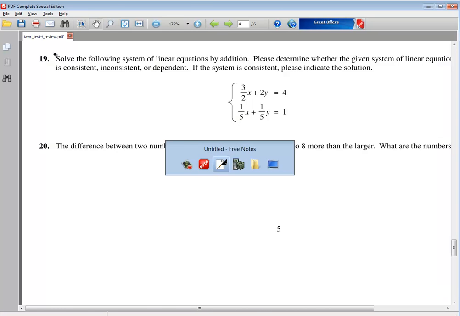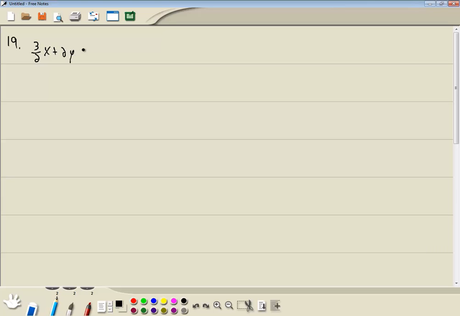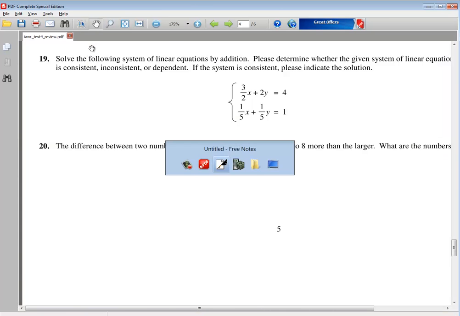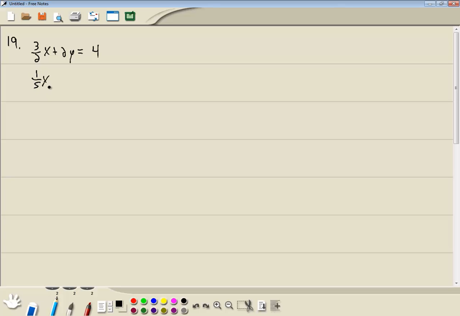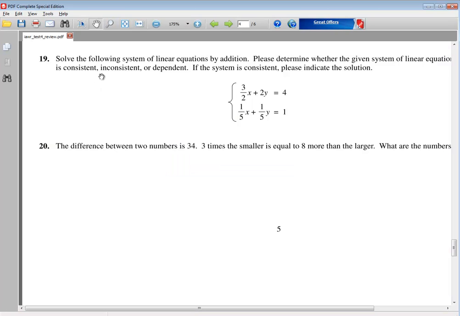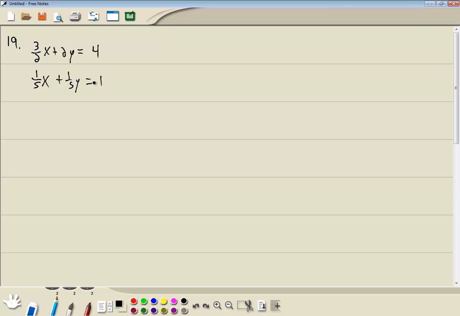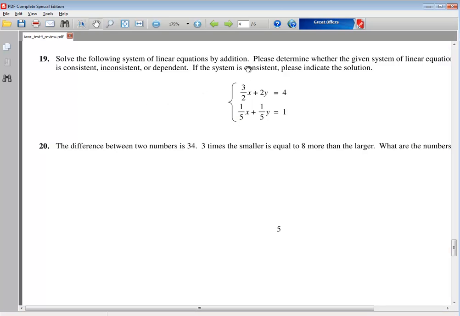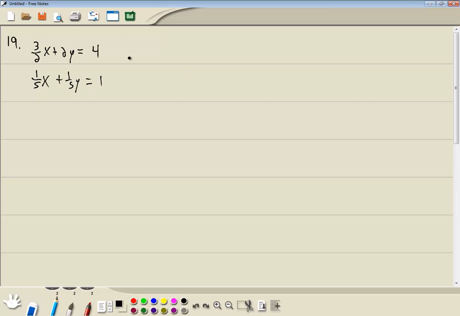3/2 x plus 2y is equal to 4. And 1/5 x plus 1/5 y is equal to 1. Okay, first off, it wants us to solve by addition. We never want to work with fractions, so let's get rid of the fractions. I'm going to multiply everything in the first equation by 2 to get rid of the fraction, the LCM of all your denominators. And I'll multiply everything in the second equation by 5, the LCM of all your denominators.